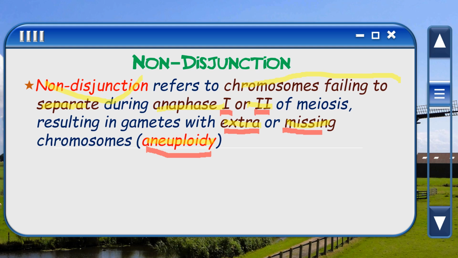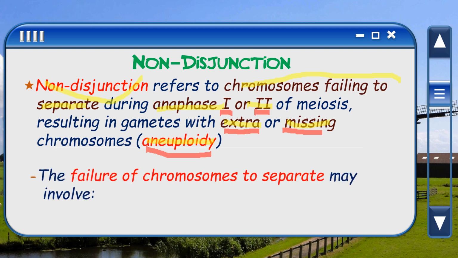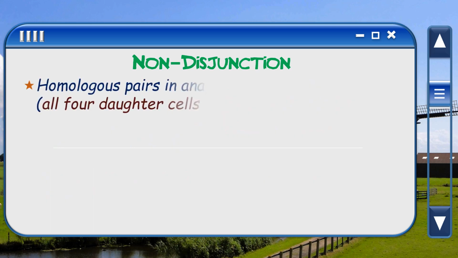It is whereby chromosomes fail to separate during anaphase 1 or anaphase 2 of meiosis, resulting in gametes with extra or missing chromosomes, what we call aneuploidy. The failure of the chromosomes to separate may involve: 1. Homologous pairs in anaphase 1, where all 4 daughter cells will be affected.